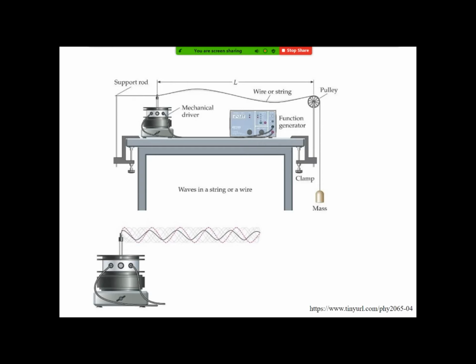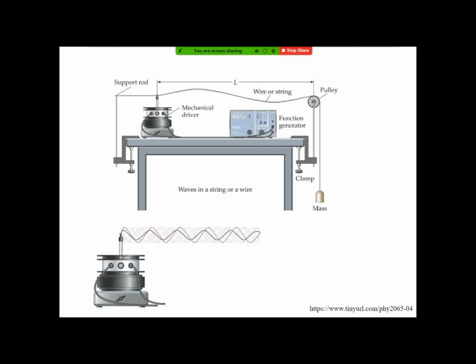We'll tie one end of the string to this vibrator, and then the other end will be strapped through this pulley here, which is fixed. So this end is fixed, and the string is fixed at the pulley location, because at the location of the pulley it doesn't move. So you'll be looking at the wave generated in the string here, okay?